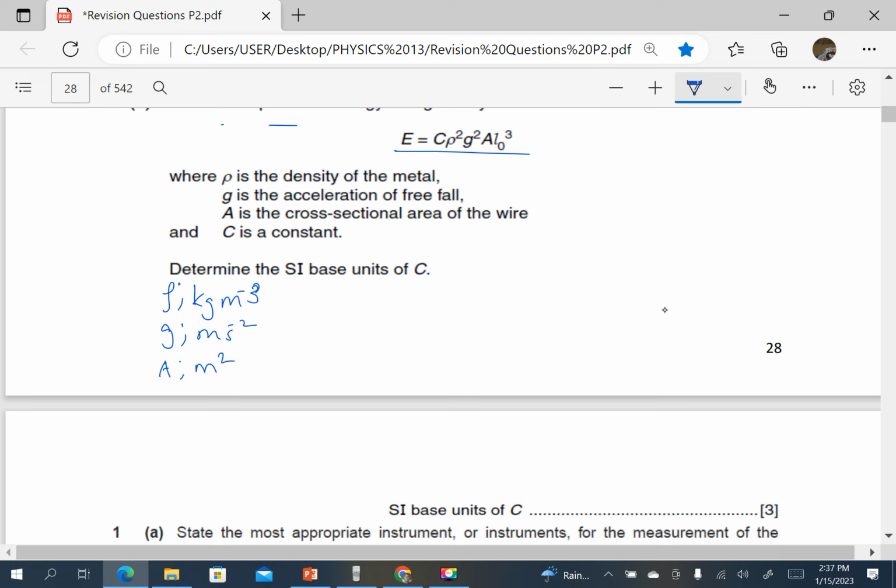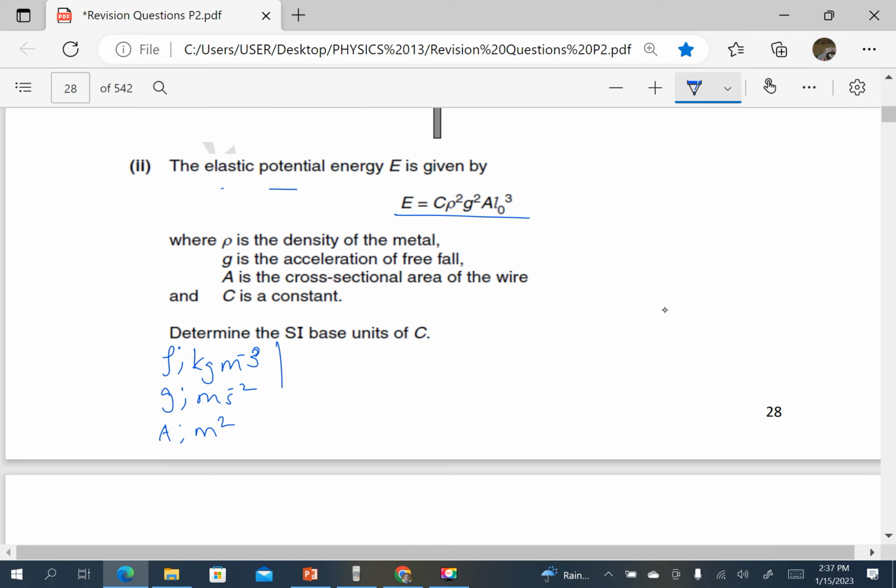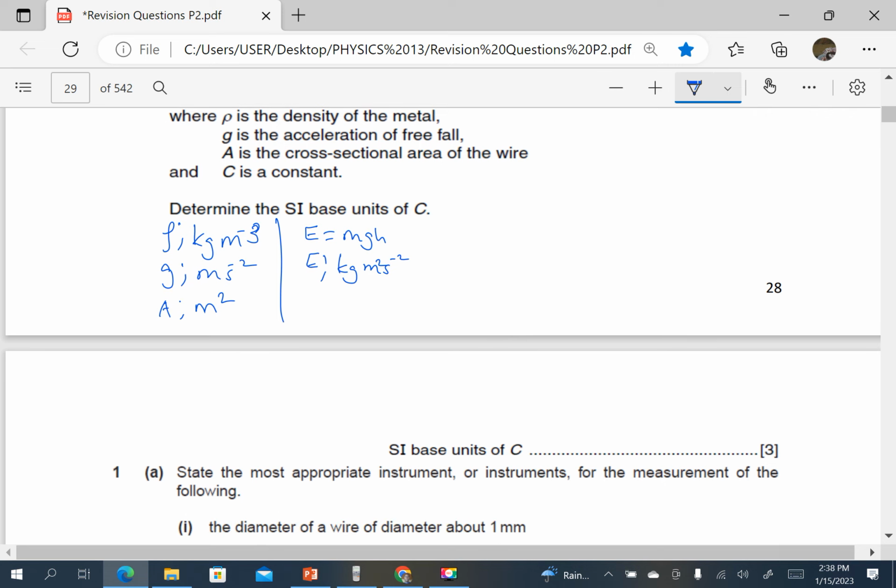Determine the SI base units of C. Let's first of all find those of energy. Elastic potential energy. You can use any expression for potential energy. You can use mgh or work done, and this means the units of energy are going to be kilogram meters per second squared. Because of h, this will also be squared. Kilogram meters squared s power -2.